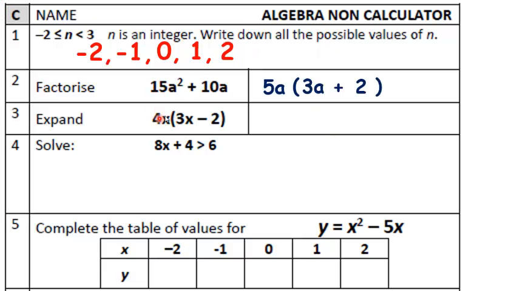Okay, question 3. 4x times 3x. 4 times 3 is 12. x times x is x squared. Pretty straightforward that. Minus, and then 4x times 2 is 8x.